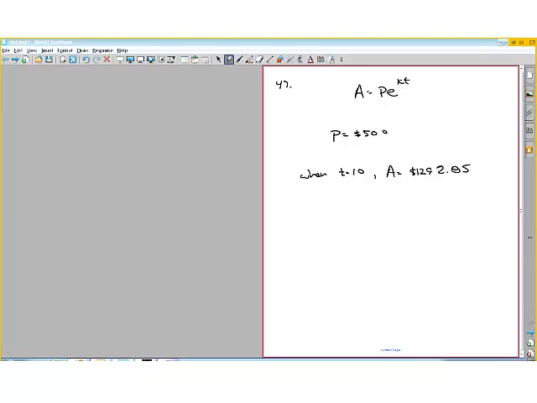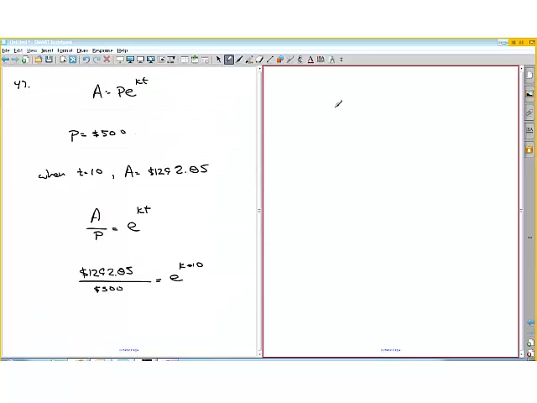So what we can do is use A over P: the amount over the principal is equal to e to the kt. So we have the amount, 1292.85, divided by the original amount, 500, and it has to equal e to the k times t, which in this case is 10. So we're going to solve for k, and that'll be the interest rate, and then we can figure out how much time it takes to double.